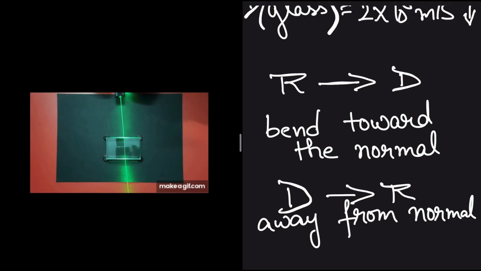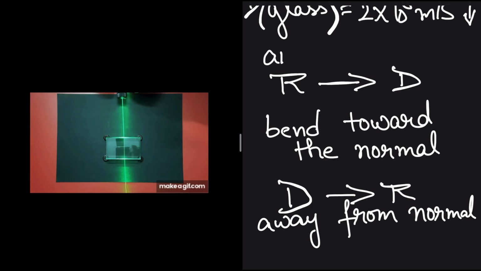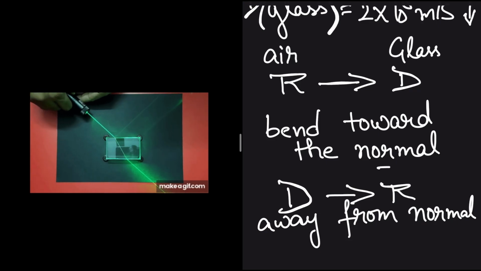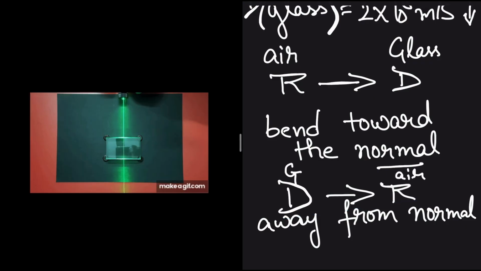In this video you can see there is a laser light. When the laser light is coming from air to glass, now air to glass is which medium? Rarer to denser. So it is bending towards the normal. But as this laser light is going from denser to rarer, means from glass to the air, it is bending away from the normal, and this phenomenon is called refraction of light.